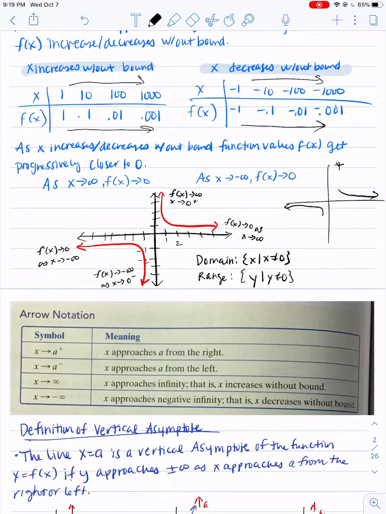And when we take all the parts together, this is what our graph looks like. So we have f of x approaches 0 as x goes to negative infinity. F of x goes to negative infinity as x goes to 0 from the left. We have f of x goes to infinity as x goes to 0 from the right. And f of x goes to 0 as x goes to infinity. And then our domain, we know, is all real values except x equals 0. And then our range is also all y values except y equals 0.